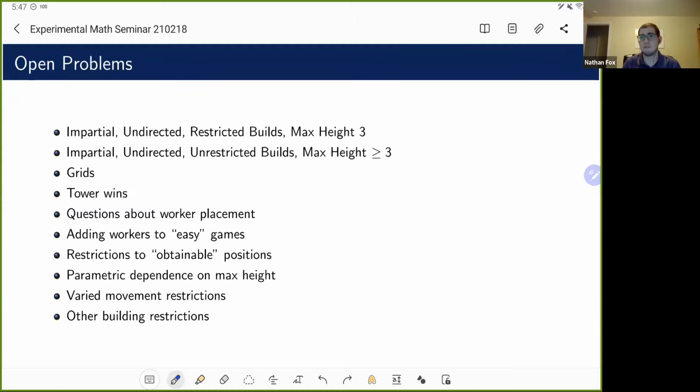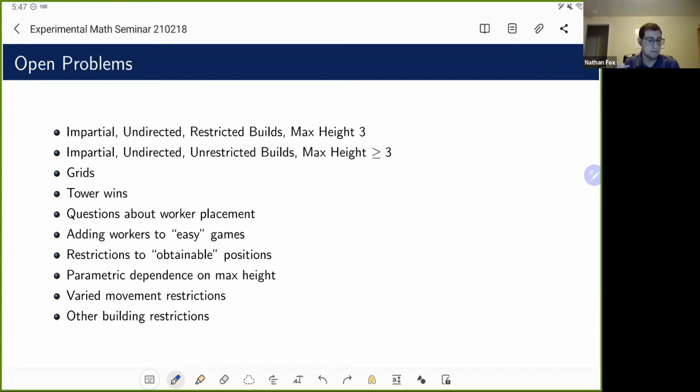Then there's the question of restricting the starting position, which somebody asked a question about. Parametric dependence on max height is an interesting one, where I've always been treating the max height as a fixed constant and parameterizing just on the size of the board. And that's because as you increase the max height, the length of the game increases exponentially. So it's not clear that these games are in p-space anymore. So these games, when they're in p-space, are actually p-space complete. But if you make the max height a parameter, that's no longer necessarily the case. And in fact, I would be surprised if it were the case. But that's not something that you've studied.